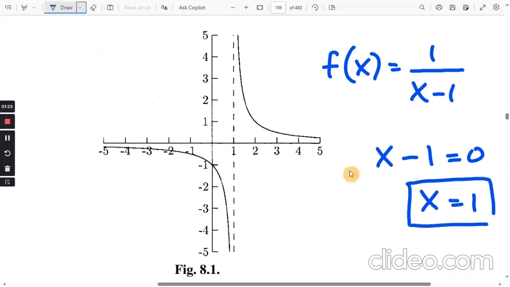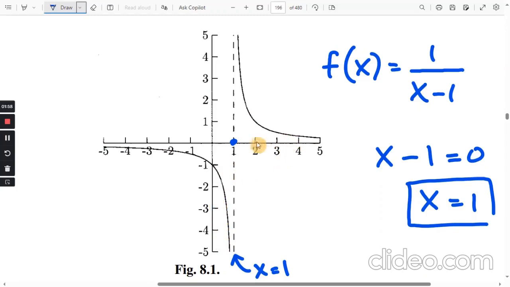But if you go to x equals 1, this is the x-axis here, and you draw a dashed line, and this dashed line is basically x equals 1, you will see that the graph approaches x equals 1, but it never reaches it. Approaching it from the right-hand side, it goes up. Approaching it from the left-hand side, it goes down. And how would you come to that conclusion?